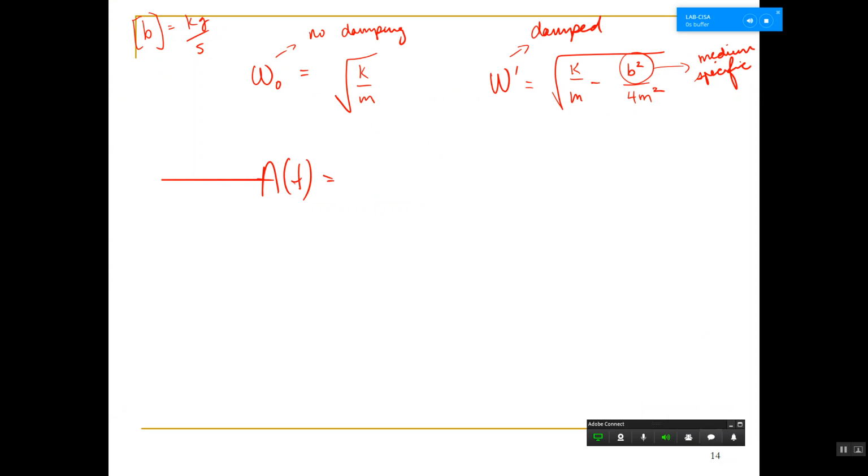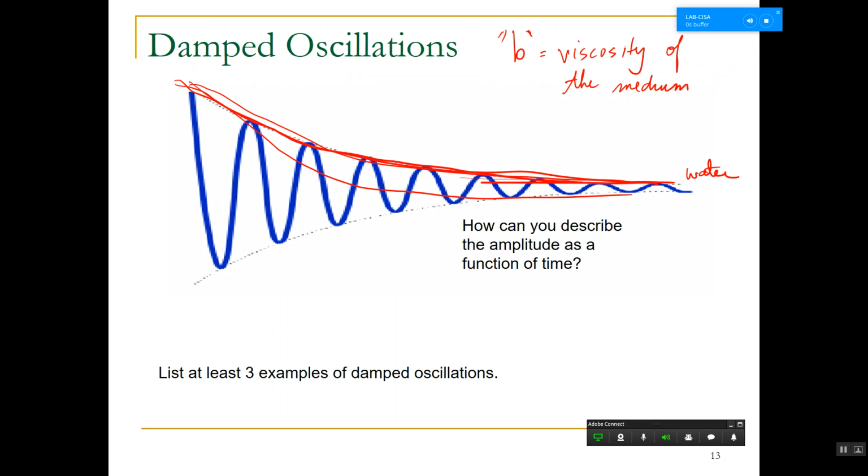Okay, so what we came up with is that amplitude is also changing with respect to time. So this is a decreasing function. Amplitude is really decreasing, and it's a function of its original amplitude. I think some of you will be familiar with this form of equation: initial amplitude multiplied by e to the power of negative b over 2m times t.